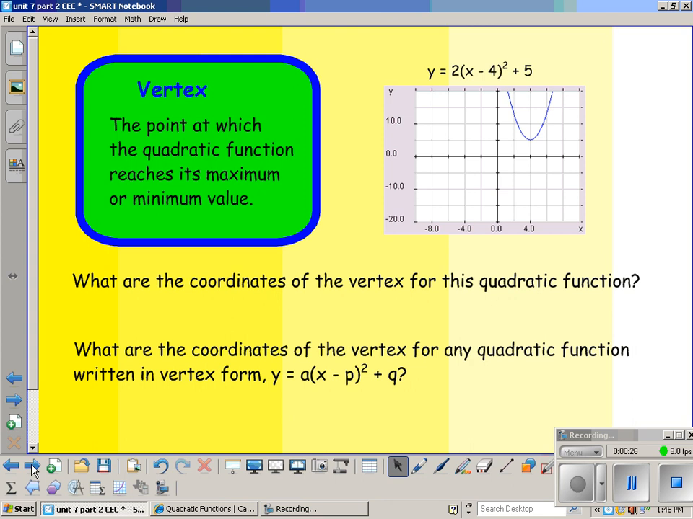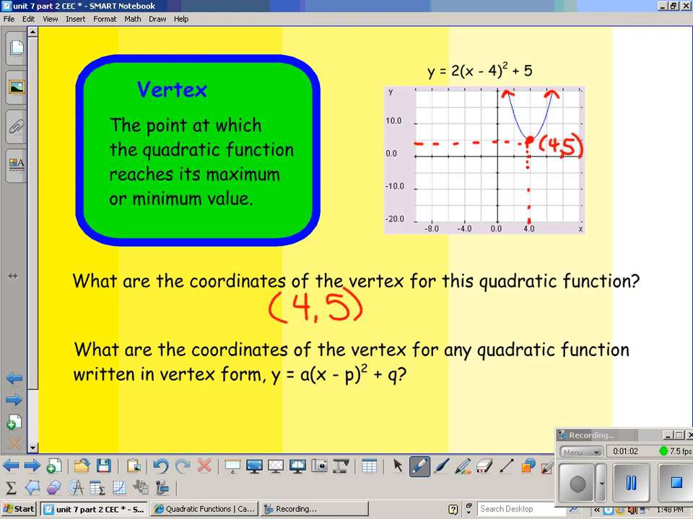So if we look at this example here, the vertex is located at this point. The parabola changes direction at that point, and it is also the lowest point of the parabola. Generally, a parabola will have arrows on the end, and it can continue unless it is in a situation where there may be restrictions. The coordinates of this vertex in this example are at the x value of 4 and the y value of 5. So the vertex here is (4, 5).